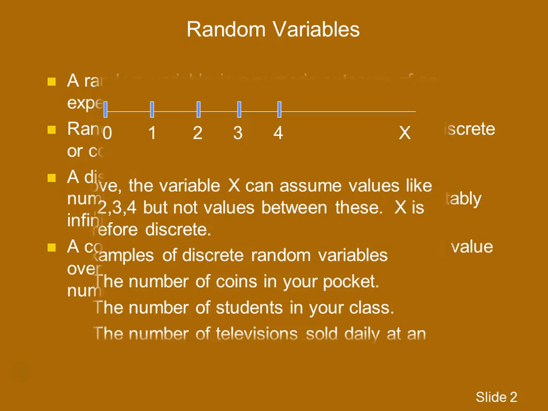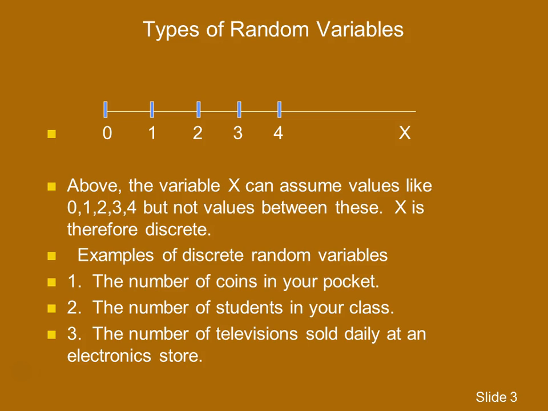Let's look at some more specific examples. Let's start with discrete random variables. Suppose we have a random variable x here that can take on the values 0, 1, 2, 3, and 4. But no other points are allowed. No other outcomes can happen for this variable. This variable is therefore discrete. It can only occur at those distinct outcomes. You can't get a value of 1.73 or 2.67 on this variable.